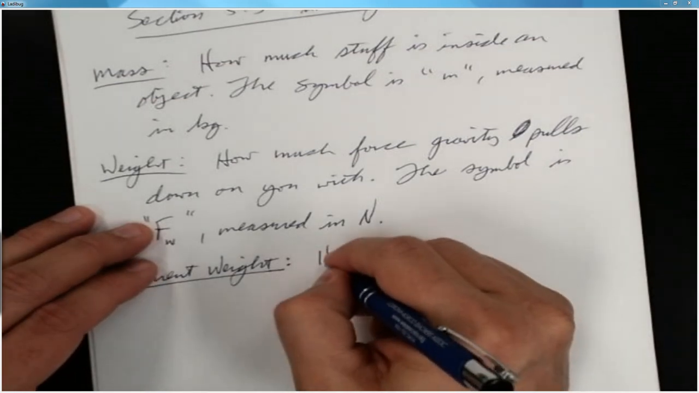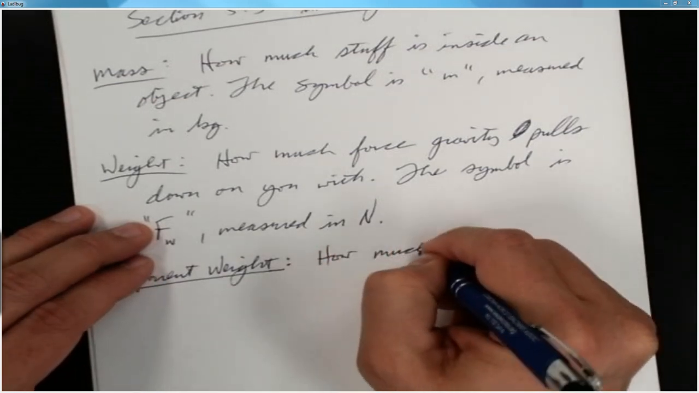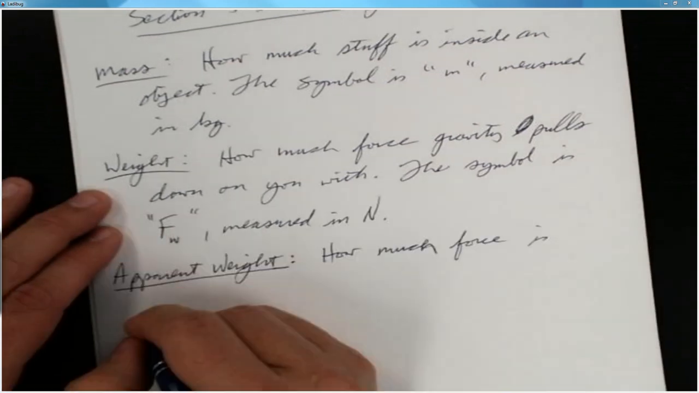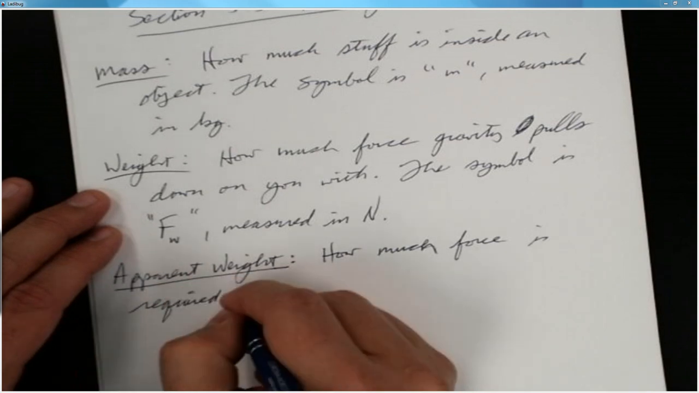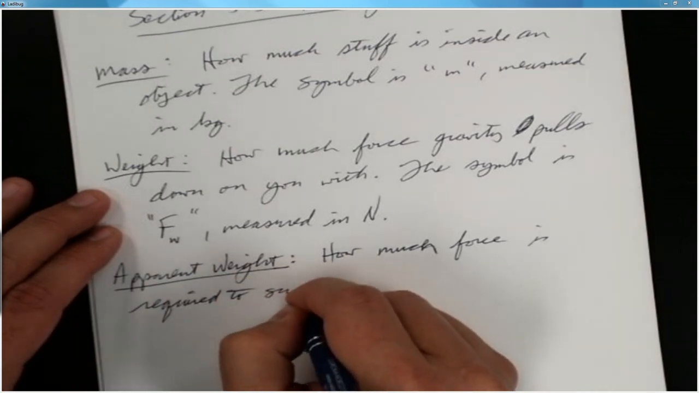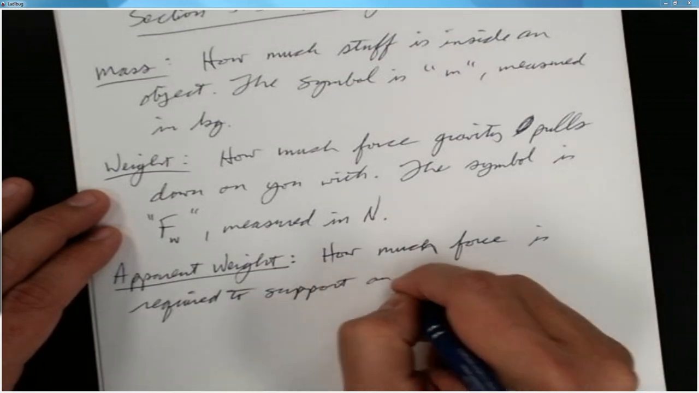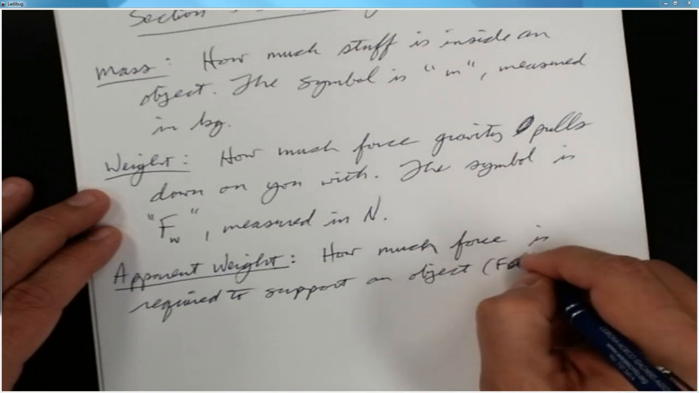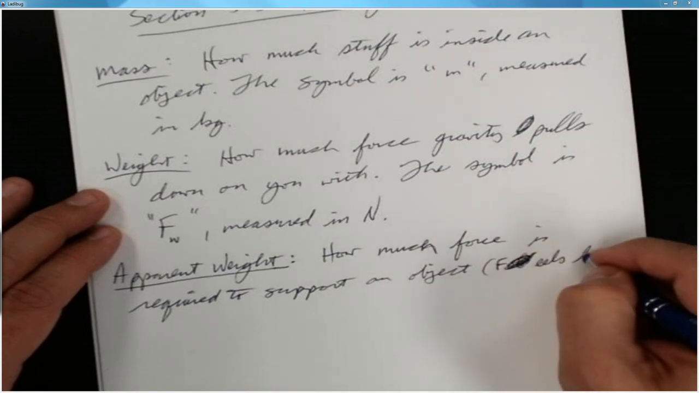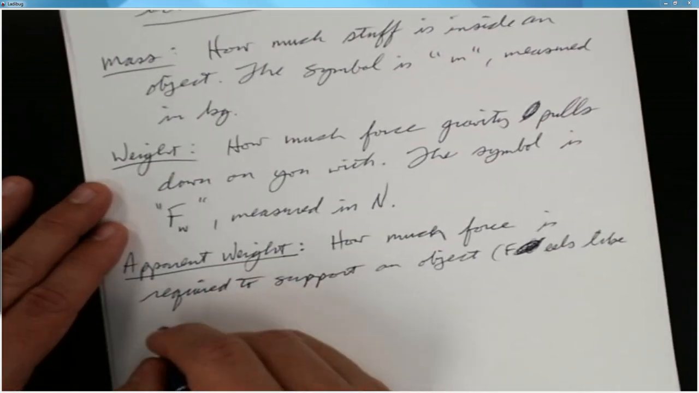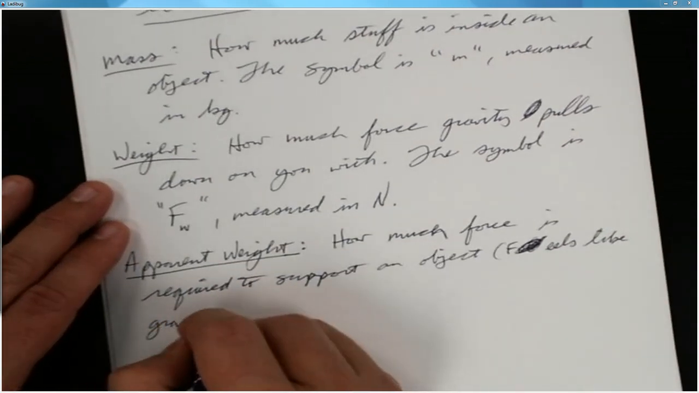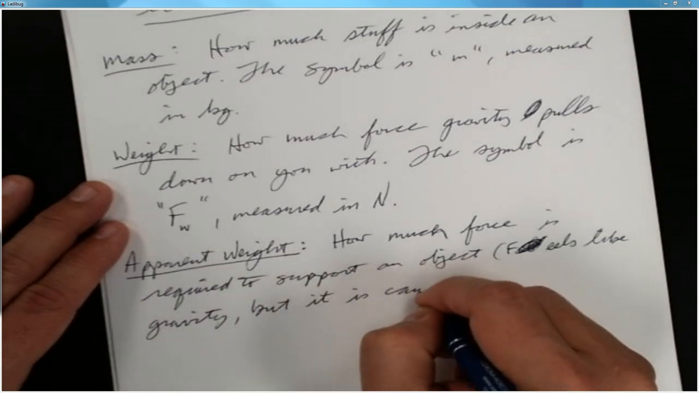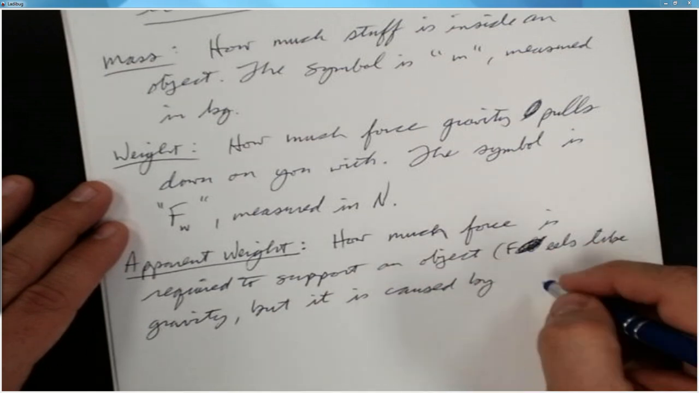So apparent weight is how much force is required to support an object, and it feels like gravity, but it is caused by structural supports.